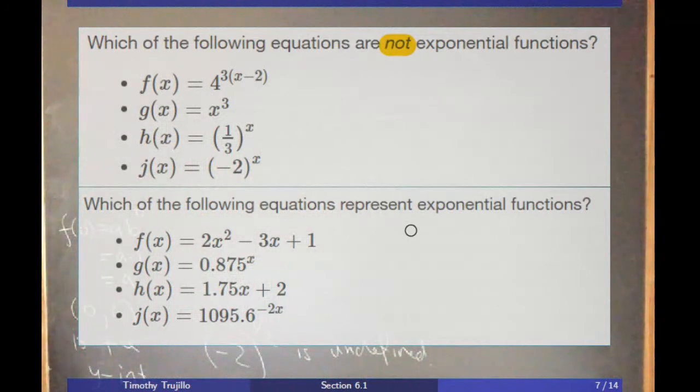But we'll think about that first set up here on the top. There are a couple here which are obviously not exponential. So if you see one of them that's not exponential, go ahead and put it into the chat, and we'll talk about if that's the case or not. So which of these is not exponential?